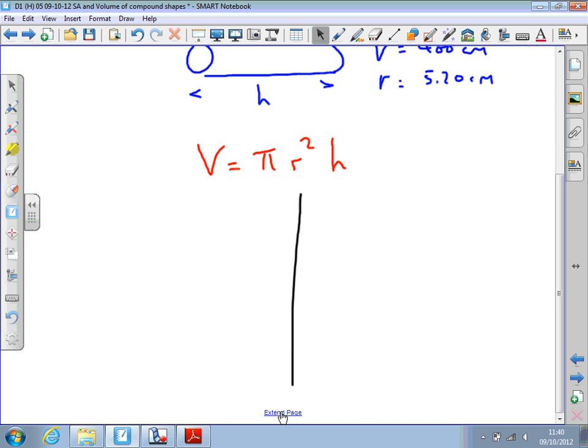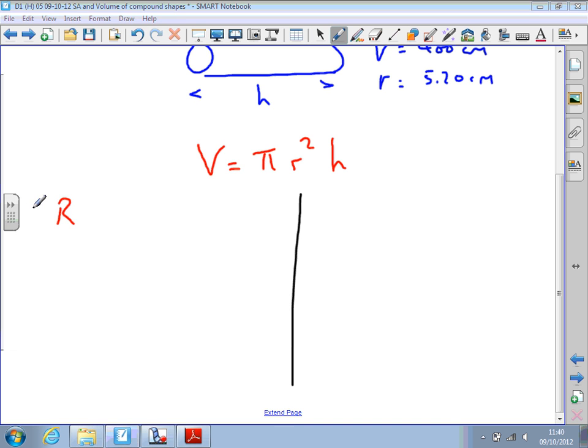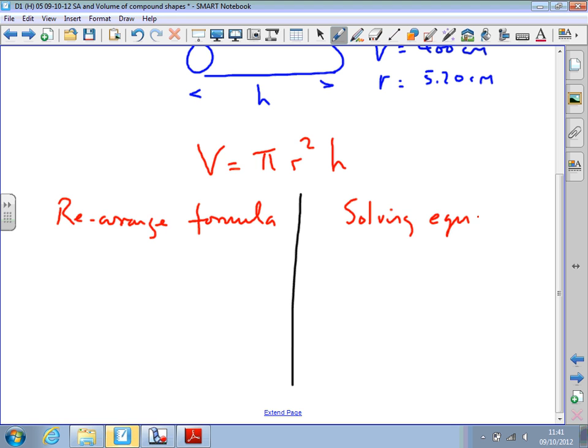We can do it either in terms of rearranging the formula, or we can do it by solving an equation. And I'm going to go through both ways now. First of all, rearranging the formula. Write down the formula.